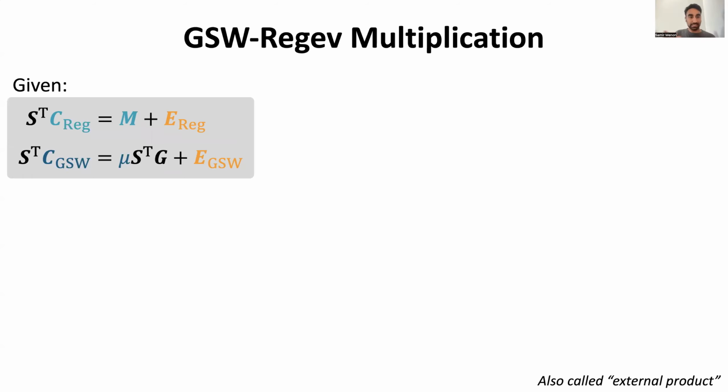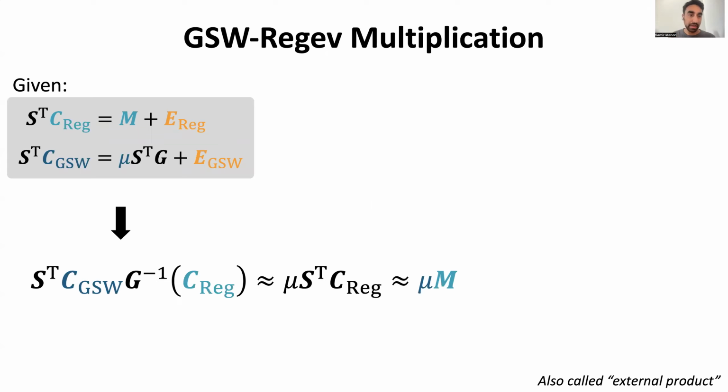So the point of these ciphertexts is that there's this homomorphism between them, also called the external product. I'll just highlight exactly how it works. You multiply the GSW ciphertext, in this case on the left, by the gadget inverse of the Regev one. And the point is you get a recovery of the bit times the message that the Regev encoding was containing.